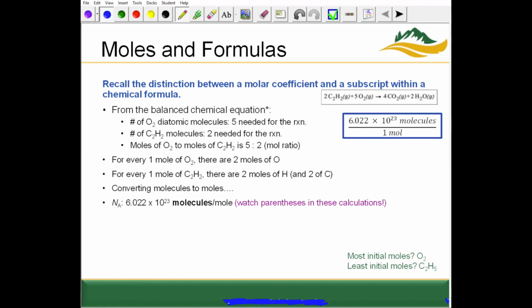So something I want to clarify here is this distinction between the molar coefficients and the subscripts within the chemical formulas and within this reaction.